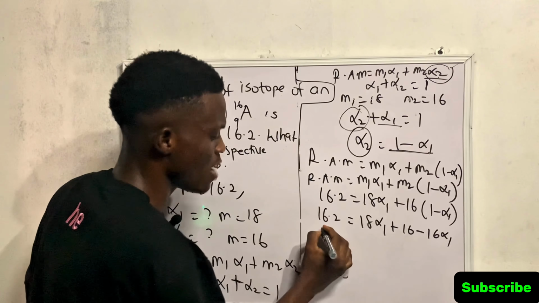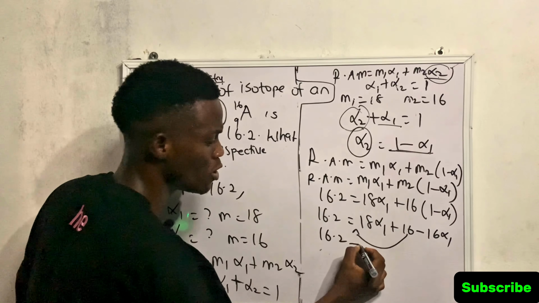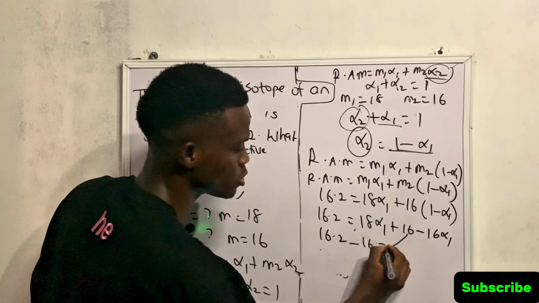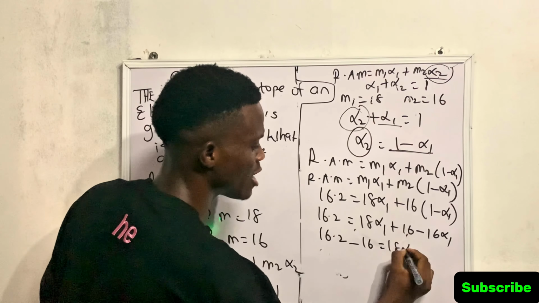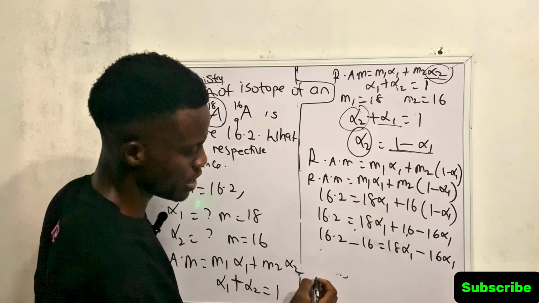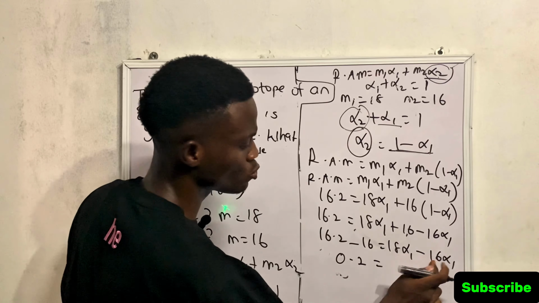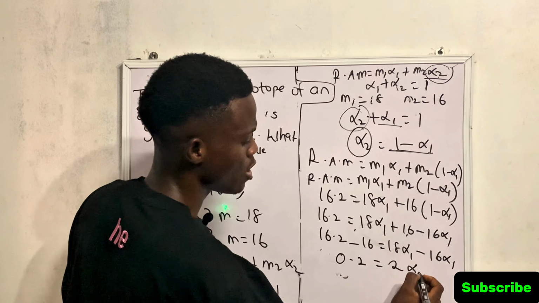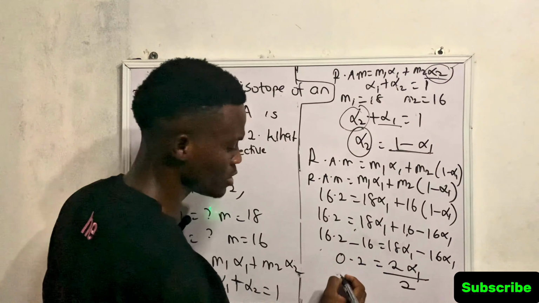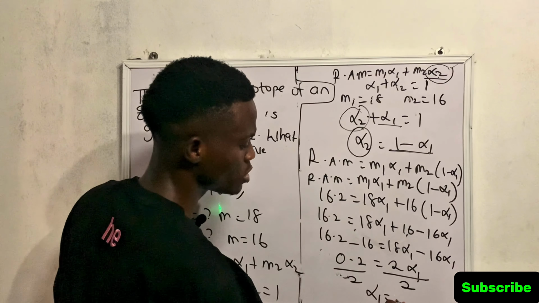Now I will have 16.2. If I bring this guy to this place, minus 16 is equal to 18 alpha 1 minus 16 alpha 1. That means I'm going to have 0.2 here, equal to 18 alpha 1 minus 16 alpha 1, that's 2 alpha 1. That means I'm going to divide by 2, this one also by 2. Alpha 1 is equal to 0.1.